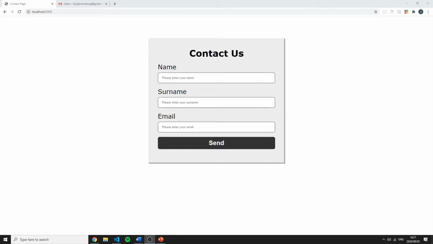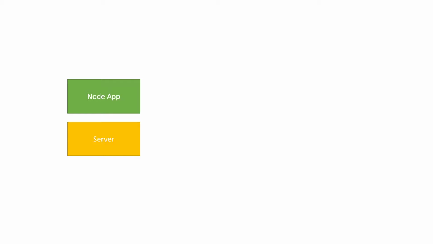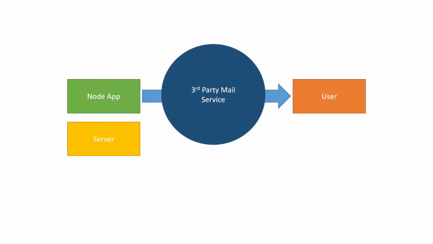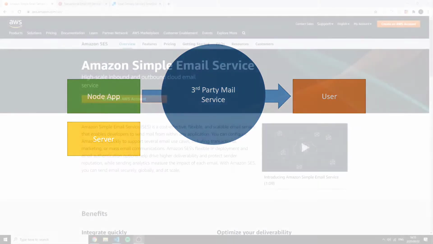So how exactly does this email sending work? We will have our Node application running on some server, and then we have our user. And we would like to send an email from our Node application to this user. But it's very important to understand that Node does not handle the direct sending of the email. We will use a third-party mailing service to handle the sending of emails and the security and so forth.